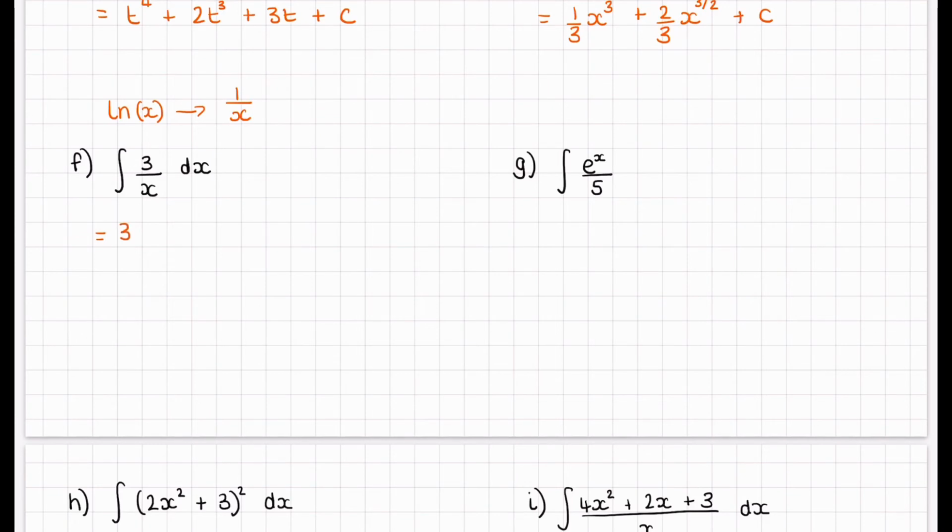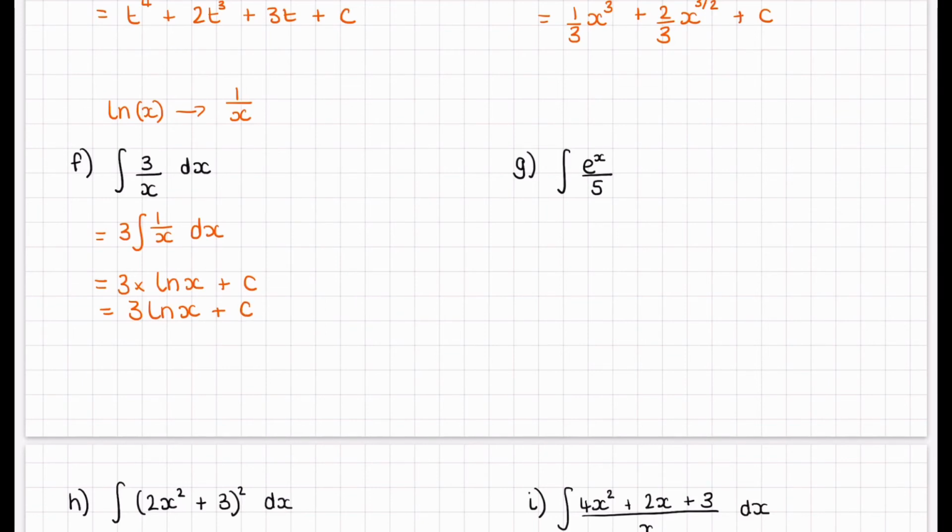So what I'm going to do here is I'm just going to pull this 3 out the front for this one, just so you can see what's happening. Now, integral of 1 on x will just be ln x, reversing the derivative. And then we can just leave the 3 out the front.